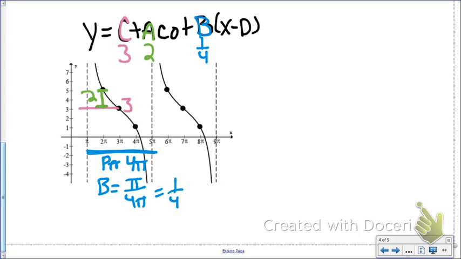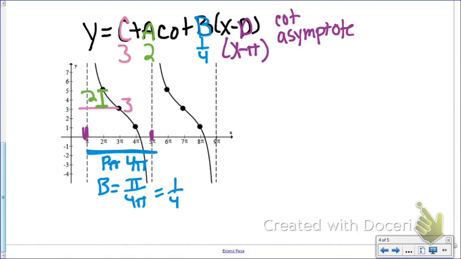And then D for cotangent. Remember, we just talked about this in the last one, cotangent is a shift of an asymptote. So the asymptote that I'm shifting here is either at pi, or 5 pi, or 9 pi. But let's just go ahead and use the easiest one, which is going to be x minus pi. So this whole equation is going to be 3 plus 2 cotangent 1/4 x minus pi.